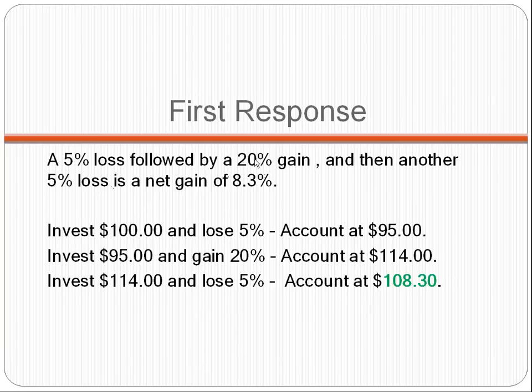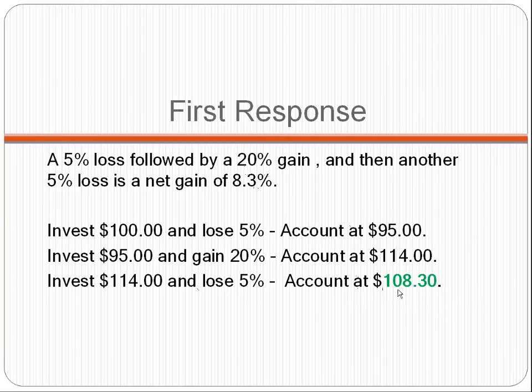5% loss followed by a 20% gain, and then another 5% loss doesn't come out to a 10% gain. It comes out to about 8.3. So if we invested $100, we lost 5%, our account's now going to be at $95. We make 20% of that $95, we're going to be at $114. Then we lose 5% of the $114 we had, now we're at $108.30. So it's an 8.3% gain.